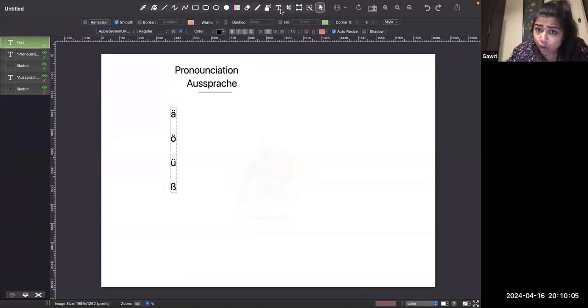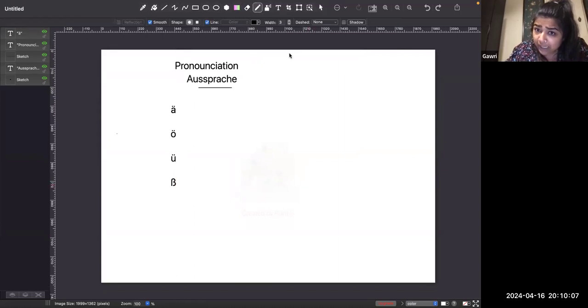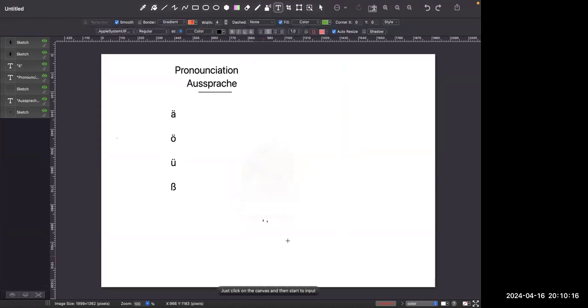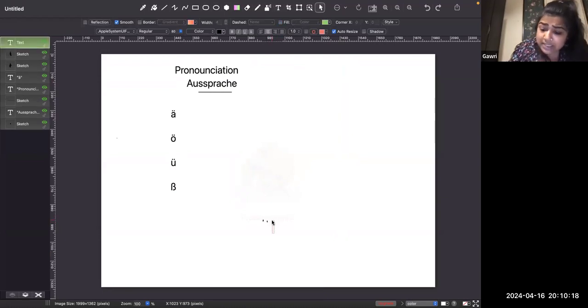On the top of A, O, U, you can see these 2 dots. These 2 dots have a name. They are called umlaut. The 2 dots which are there on A, O, U, they are called umlaut.